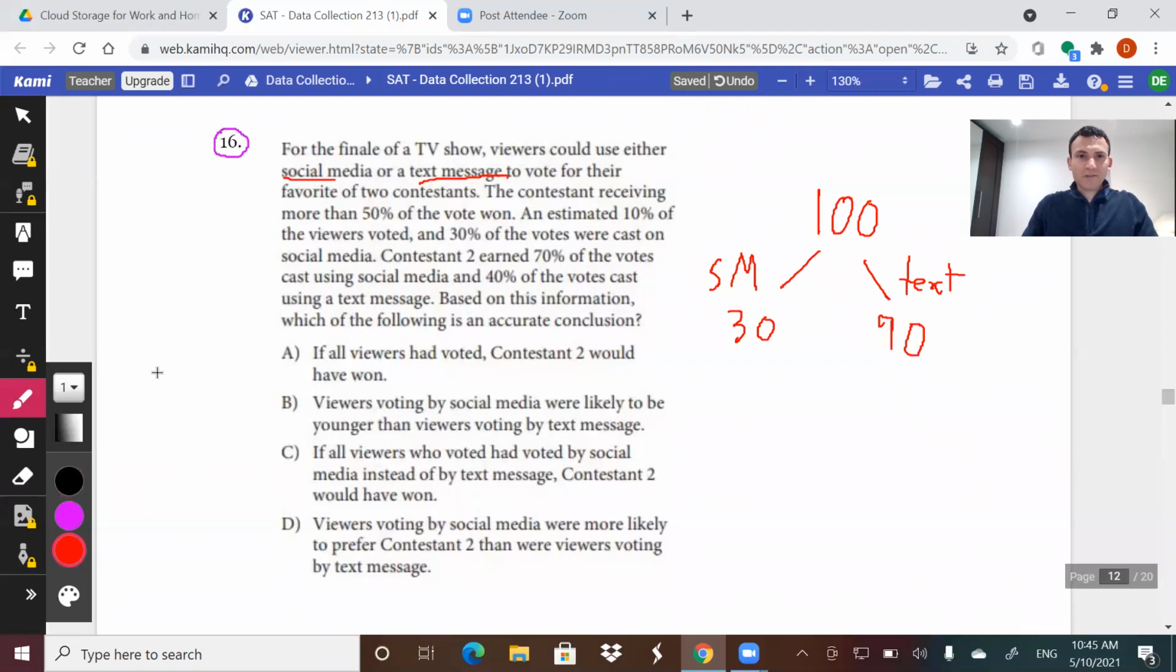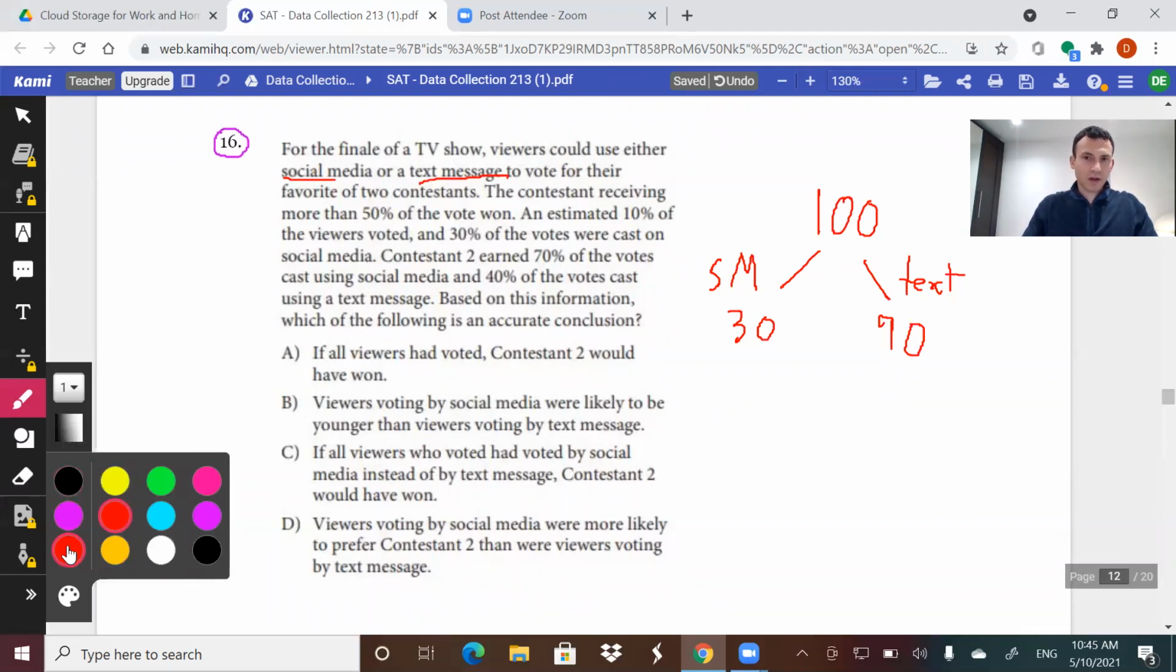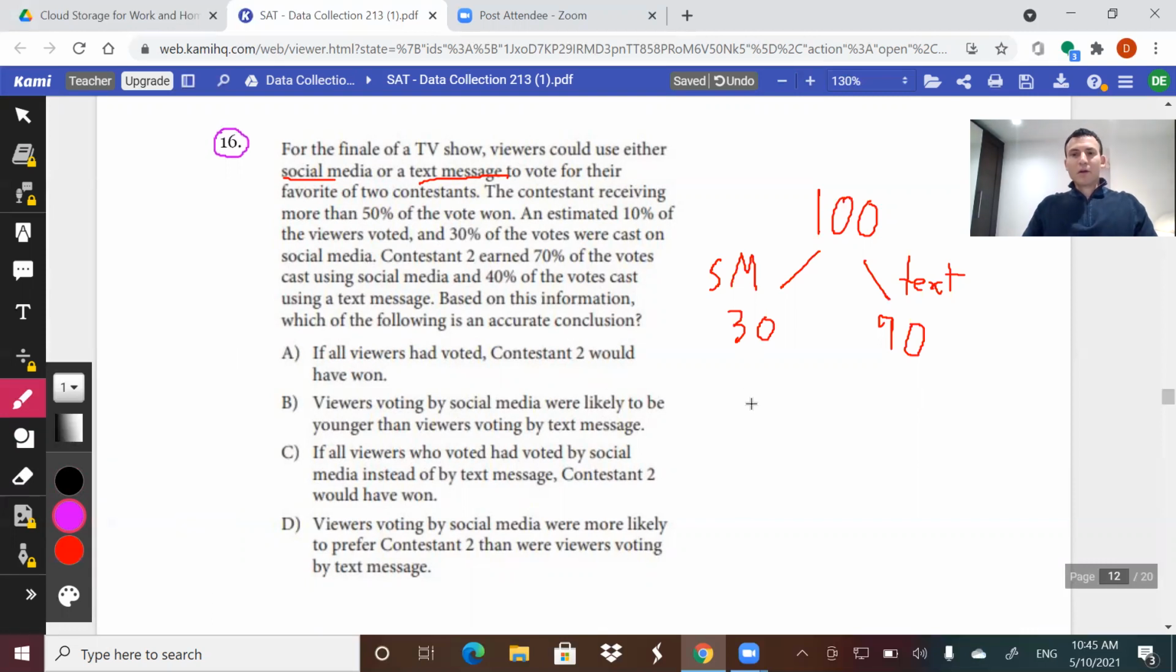Contestant 2 earned 70% of the votes cast using social media. So let's figure out contestant 2's votes. So 70% of social media is just going to be 0.7 times 30. So 30 times 0.7. We're looking at 21 votes. So contestant number two gets 21 votes from social media. Contestant 2 gets 40% of the votes using text message. So 10% of 70 is 7. So 40% is going to be 7 times 4, because 10% is 7, so 28 votes.